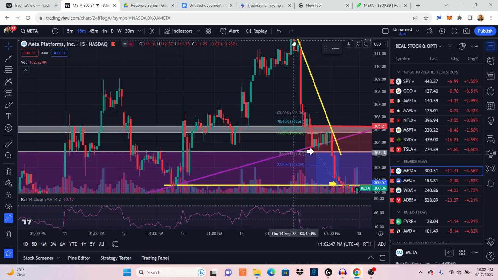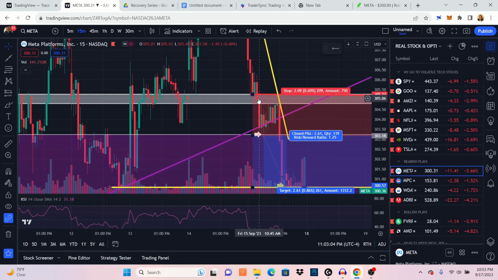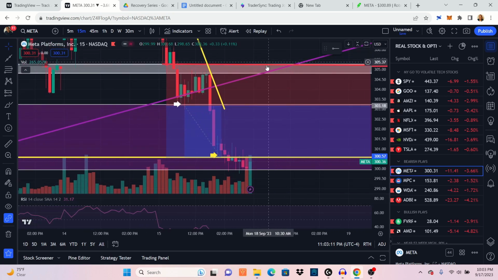When it came back to this area, the sellers took full control and forced the price to go down. I'm going to delete this. I'll show you what it is a little bit later, but for the example of the video, I'm just going to take it out. When it formed that huge bearish candle, I knew that the sellers were trying to make a comeback and push the price down.